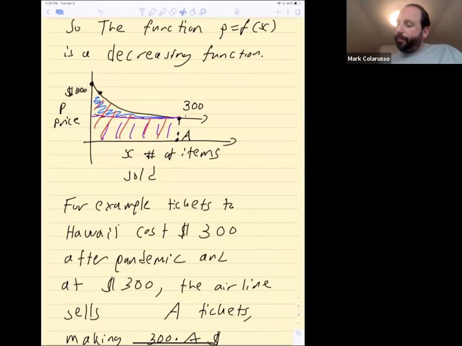Okay, so now we want to compute this area shaded in blue. So maybe I should take this guy, copy it.